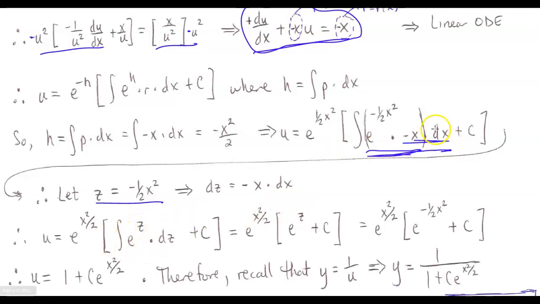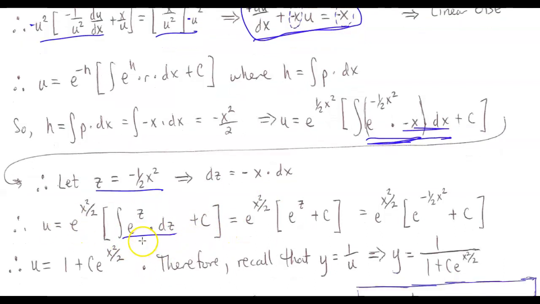So I can rewrite this integral here in terms of z now. So that's exactly what I do here. Everything else pretty much stays the same. Of course, the antiderivative of e to the z with respect to z is just e to the z. And then z, of course, is negative 1/2 x squared. So we put that all in.